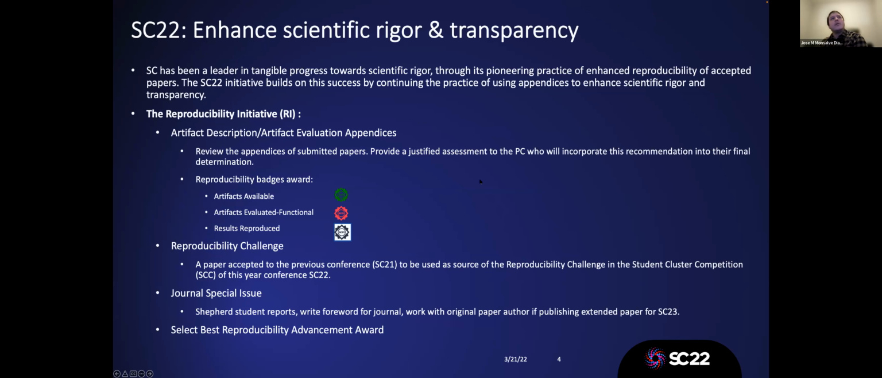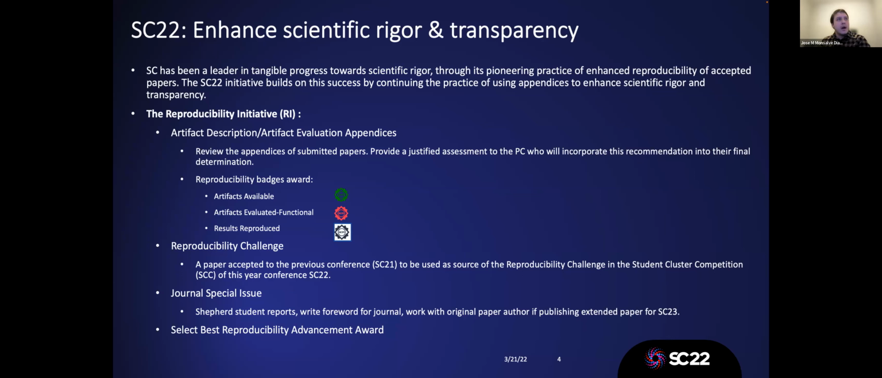The idea of the Reproducibility Initiative Committee is to enhance scientific rigor and increase transparency in supercomputing. It is not just about having artifact description and artifact evaluation in the papers, but a set of activities that happen during supercomputing and around the year, where we try to encourage authors to reproduce results and also increase publications that come after the publication of the original work.